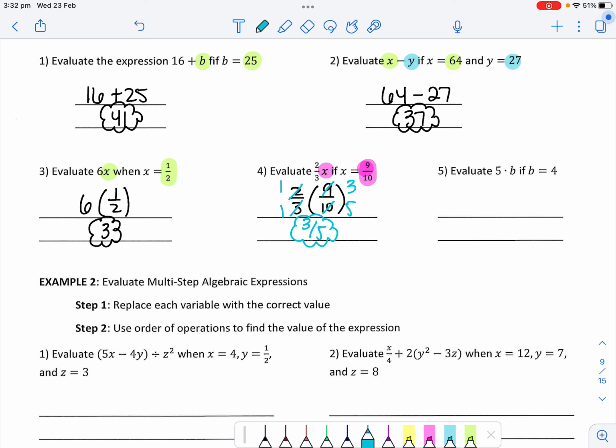In number 5 here, you can see 5 times b, so I know that it's multiplication. So this is going to be 5 times 4. And 5 times 4 is 20. Again, I'm replacing that variable with the number.